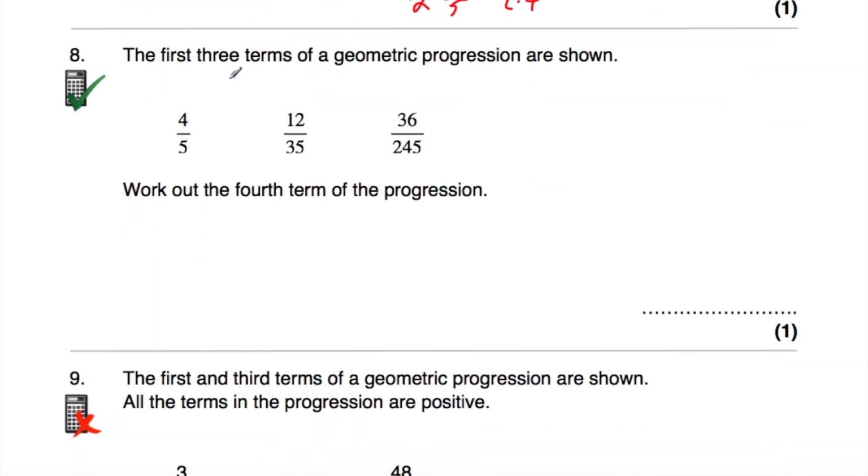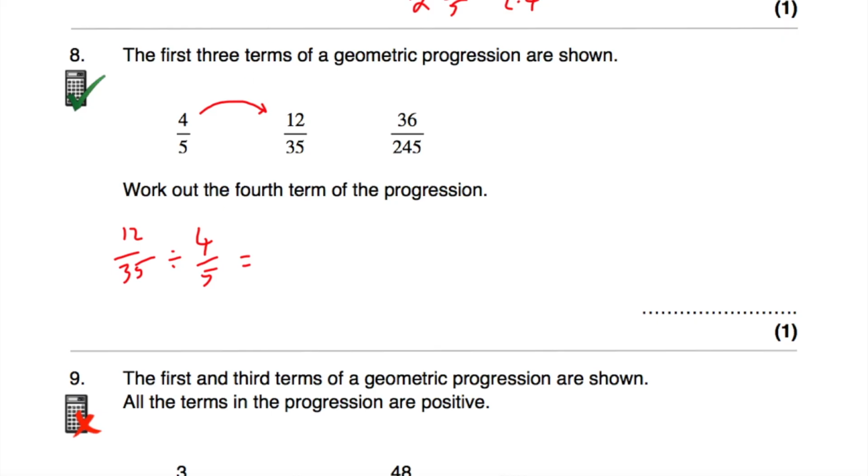Question number 8 is a calculator question, and we've been asked to find the next term of the geometric progression. So we've got 4 fifths, 12 35ths, and 36 245ths. So what I'm going to do is divide the second term by the first term to find out what we're multiplying by each time. If we do 12 35ths and we divide that by 4 fifths, that'll tell us what we're multiplying by each time. So let's get our calculator and work that out.